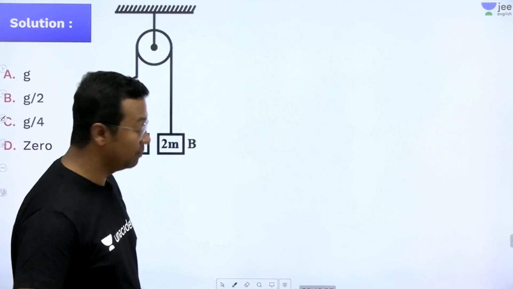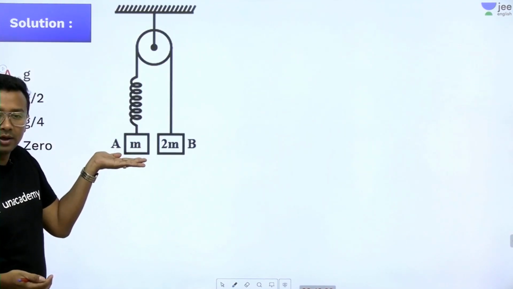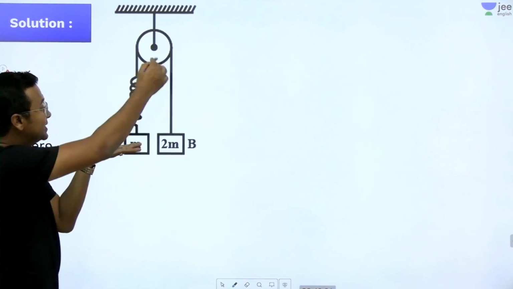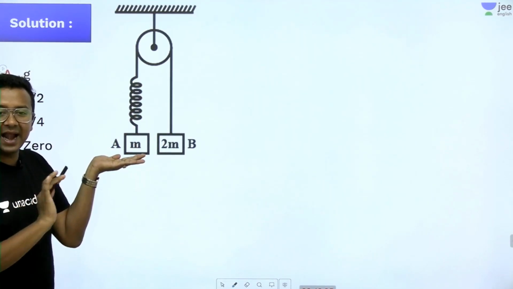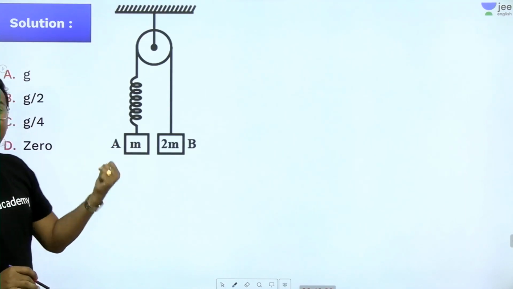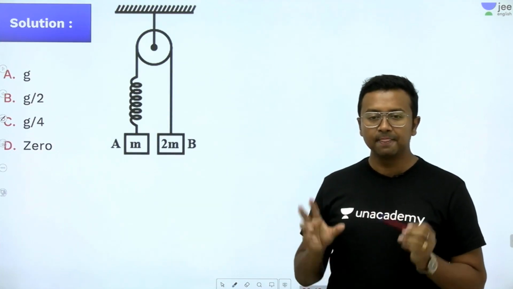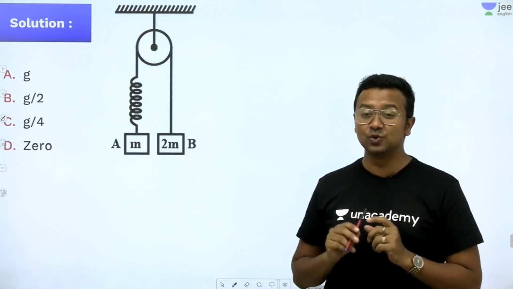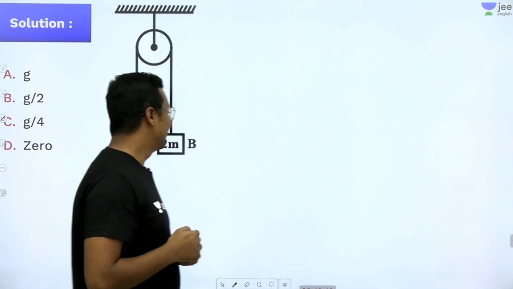Let me put it here. Say you are holding this block. If you're holding this block, the system will be at rest. So 2m is basically at rest. Fine. If you leave it, then with what acceleration will block A move? Clear? Now, let us look at the solution. Fine. Let's move ahead.